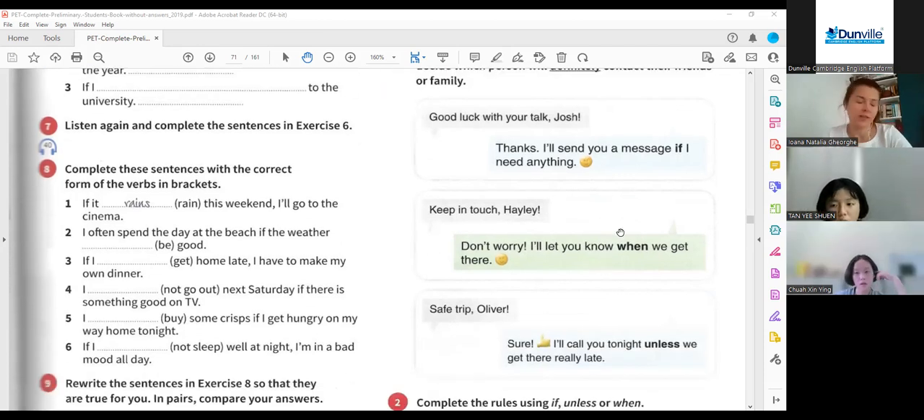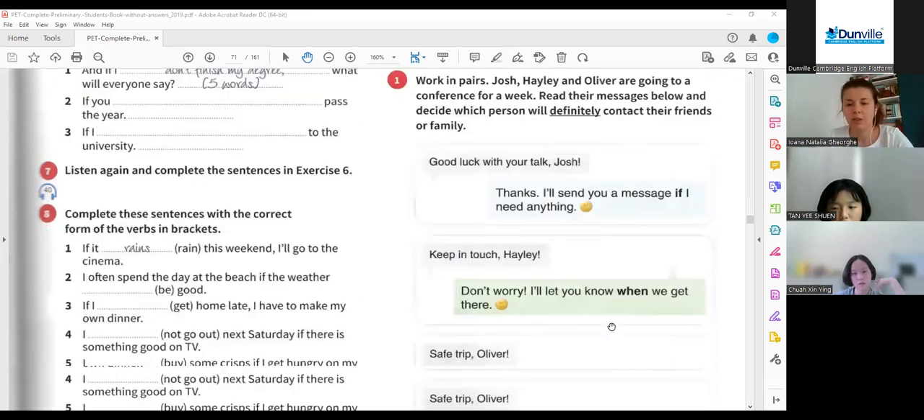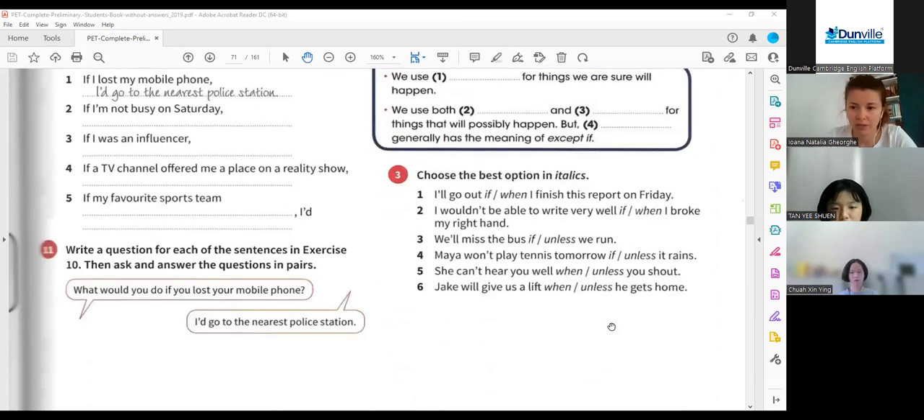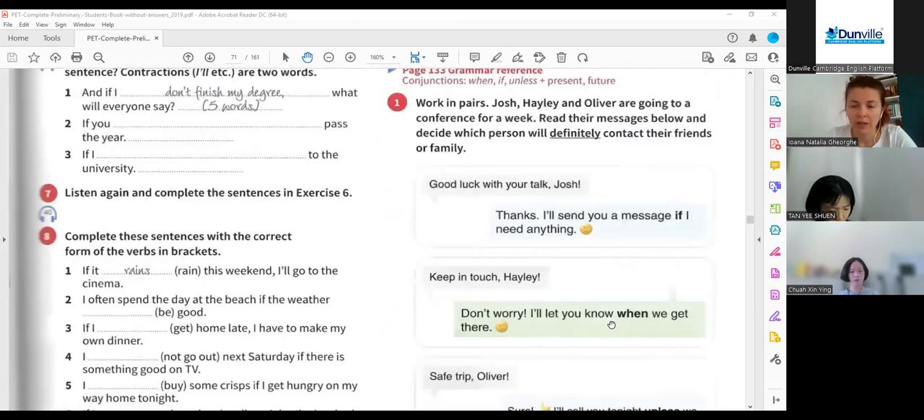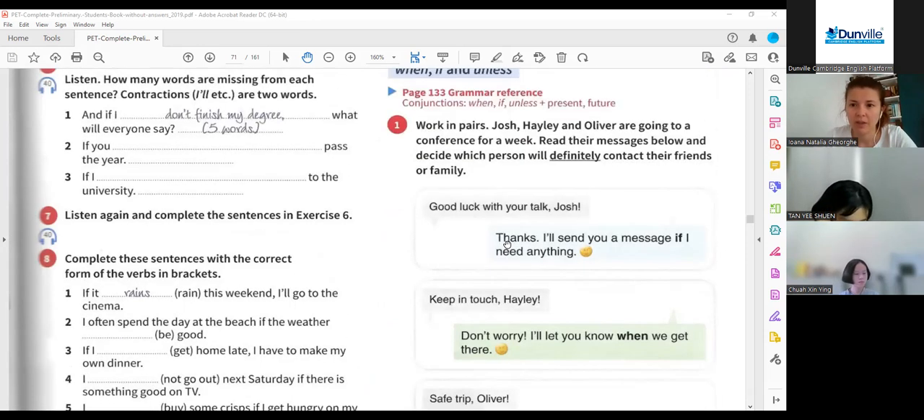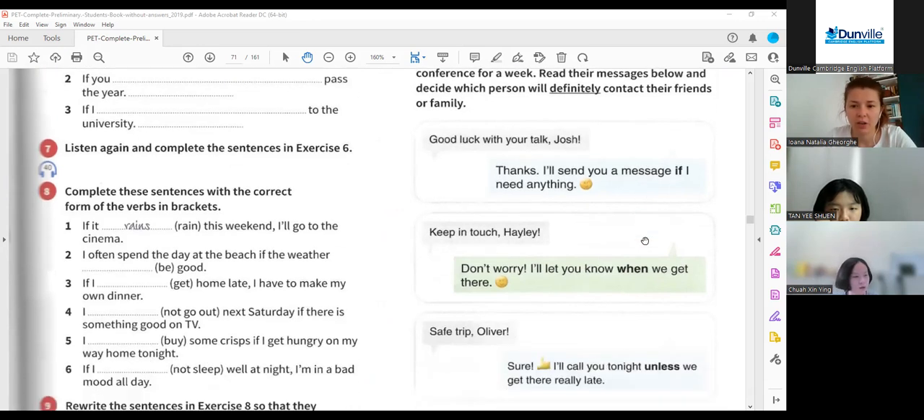Okay. So, girls, we're going to look now at exercise 1 on the next page. What page is this? 73 still. We need to read these text messages, and we need to decide which person will definitely contact their parents or their friends or family. There are 3 different text messages. I'll read the first one, and then you are going to read the second one and third.